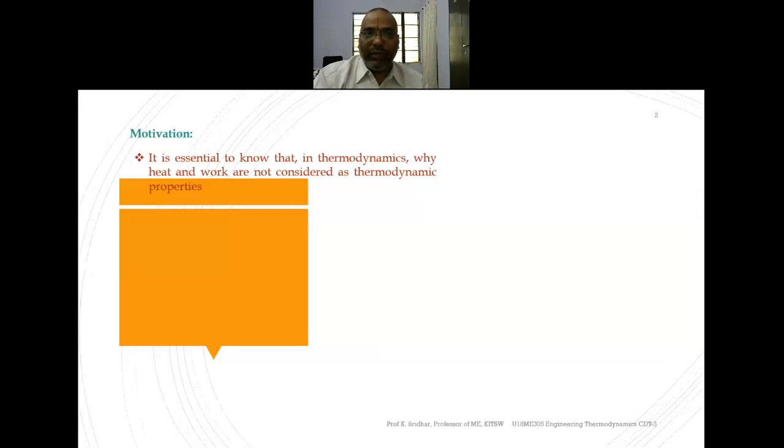It is essential to know that in thermodynamics, why heat and work are not considered as thermodynamic properties. Various thermodynamic parameters we are going to discuss in engineering thermodynamics. All thermodynamic parameters we can treat as thermodynamic properties except work and heat. So why we should not consider work and heat as examples of thermodynamic properties, that you are going to study in this lecture.